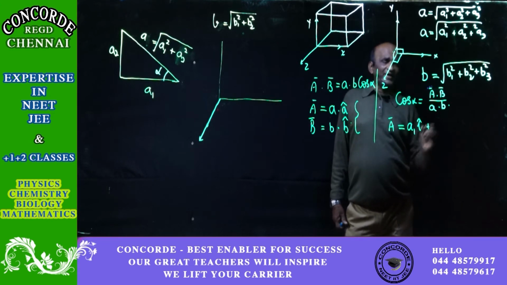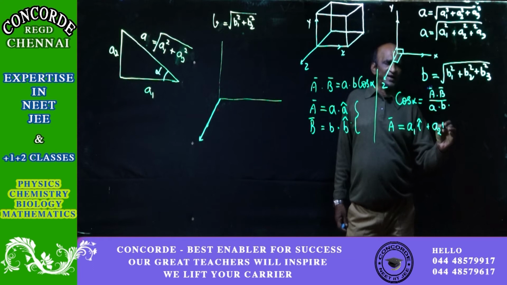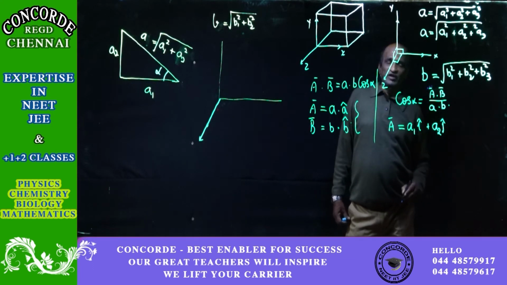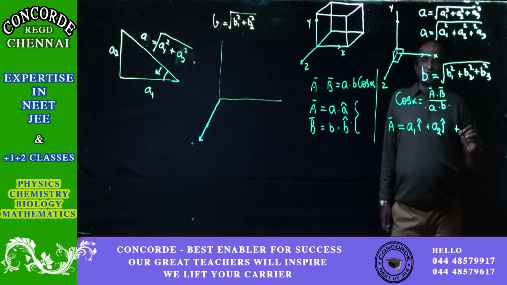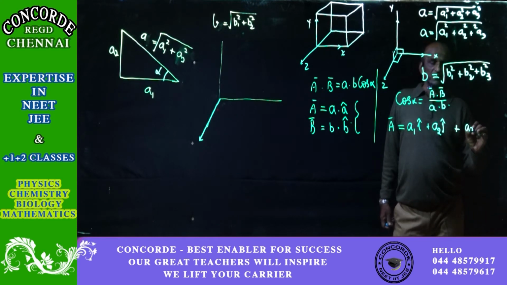And then in the j direction also we have seen that it had a magnitude A2, and in the j direction, meaning y direction, the unit vector is j cap. And then we have now got, because we have taken the third dimension also into account, A3 k cap.